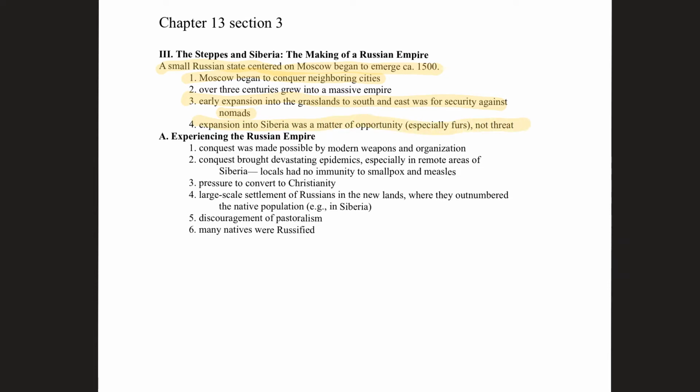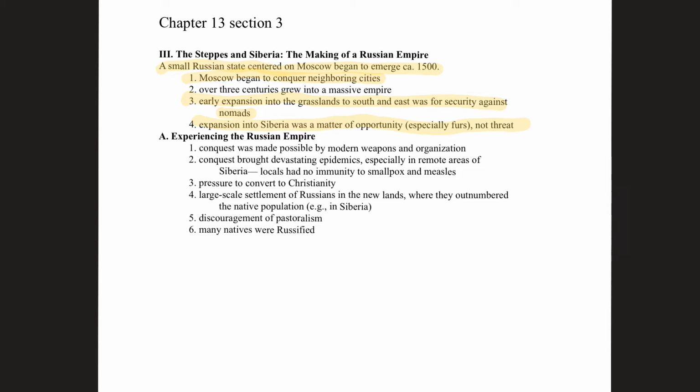matter of opportunity. What you'll see here in a couple chapters is that there's going to be a period of global cooling, and fur, especially high quality fur, is going to be amazingly sought after. It's going to be one of the reasons why the English, the French, and the Dutch go into North America, and it's going to be the reason why the Russians go into Siberia. Siberia is known for its unbelievably cold and inhospitable weather, so if the animals are able to survive there, their fur is going to be absolutely amazing.